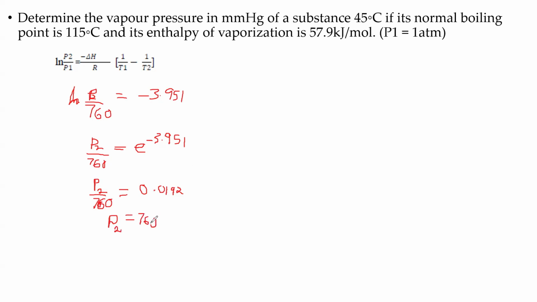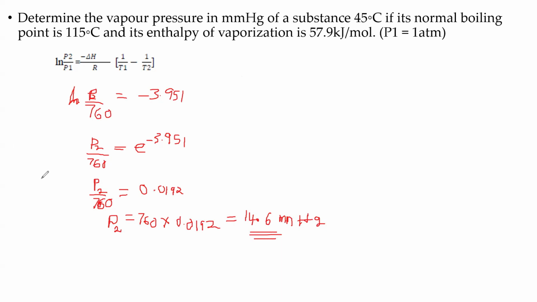Then we cross multiply, so we now have P2 is equal to 760 times 0.0192. After you press your calculator and everything here, we are going to get 14.6 millimeter mercury. That is the answer to this question.